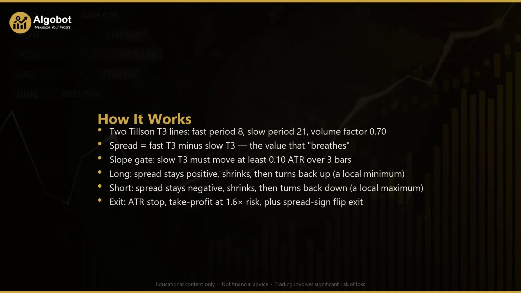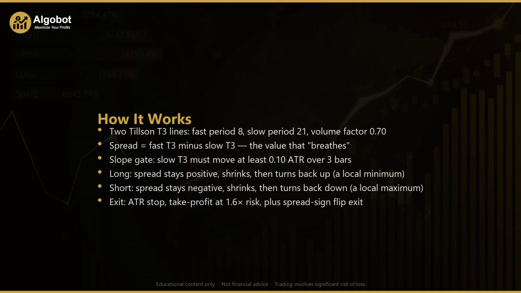Before acting, the EA applies a slope filter. The slow T3 must be moving by at least 0.10 times the current ATR measured over the last 3 bars. This keeps the strategy out of flat, directionless conditions where a breathing spread would just be noise.